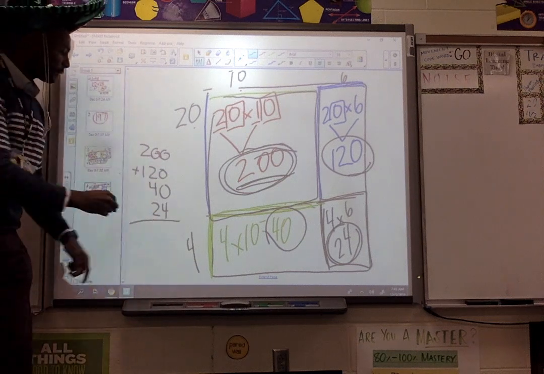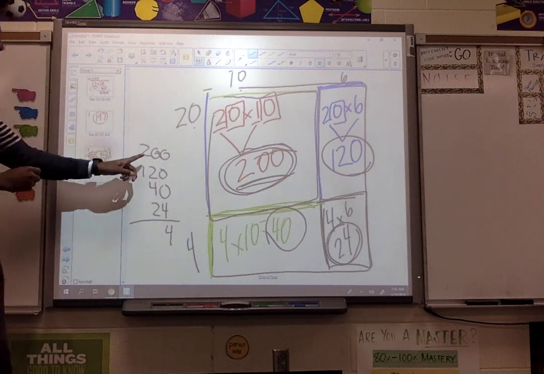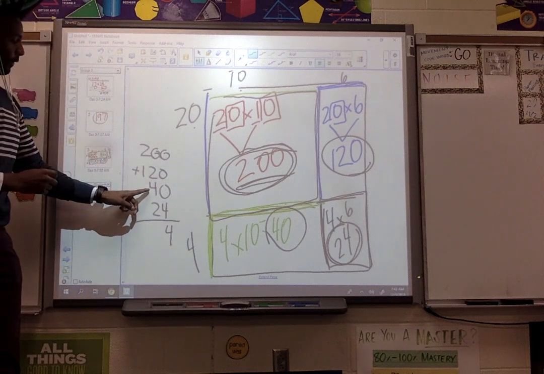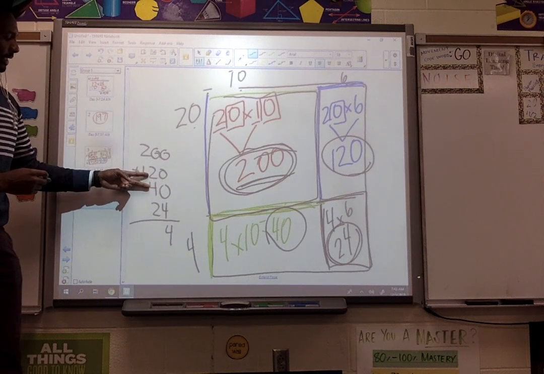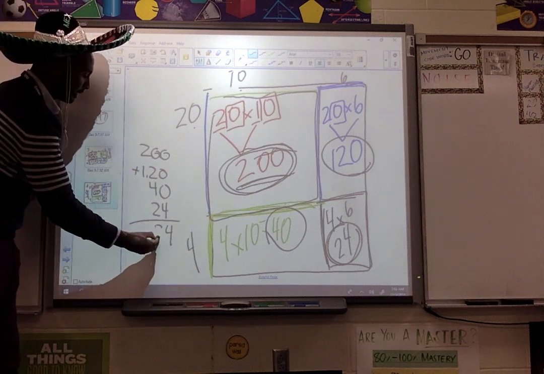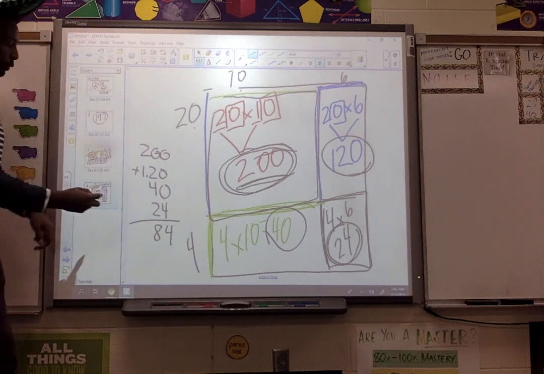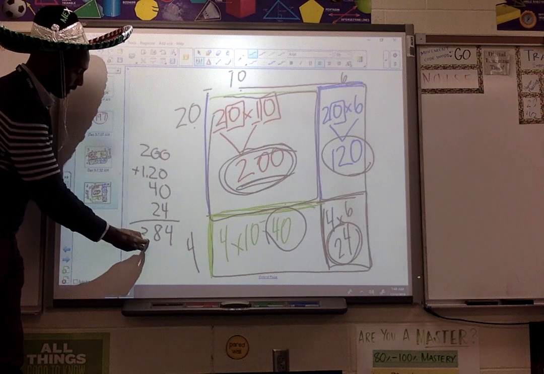0 plus 0 plus 0 plus 4 is 4. 0 plus 2 plus 4 is 6. And then 6 plus 2 is 8. And then 2 plus 1 makes 3.